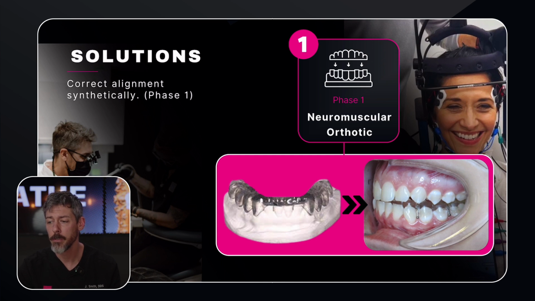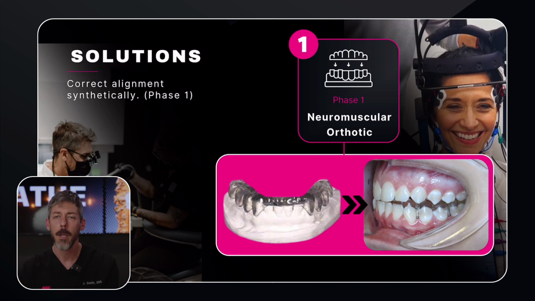So our solutions. The first thing we always do when we're doing neuromuscular dentistry, and we've diagnosed that a patient's jaw alignment is heavily off, is treat this synthetically. We're not going to do anything permanent yet. The first thing we're going to do is called a neuromuscular orthotic. In that process, we're going to use those EMGs. We're going to relax the muscles using TENS units.